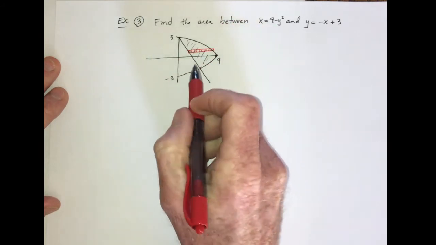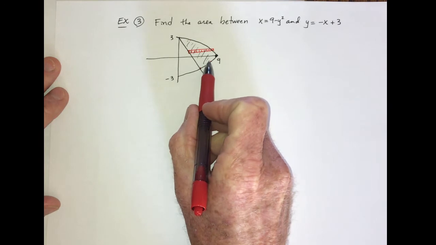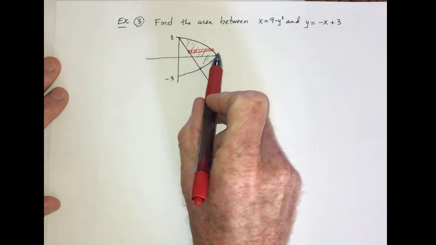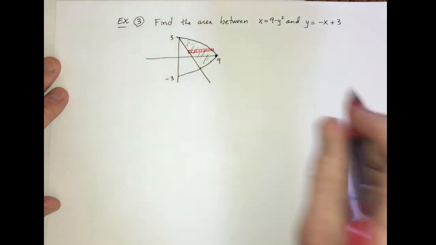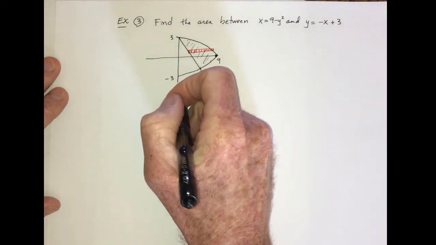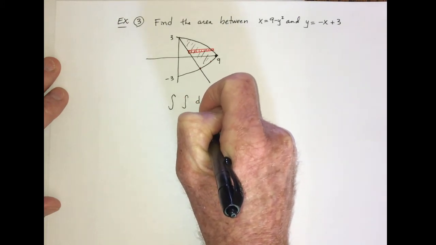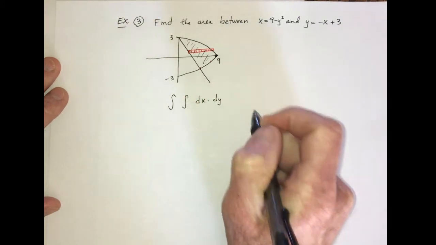And that way, no matter where you put it, it's going to go from the line to the parabola. And because this is going the same as the x direction, that means we're integrating with respect to x first. So it's going to be a double integral with respect to x first, and then y.